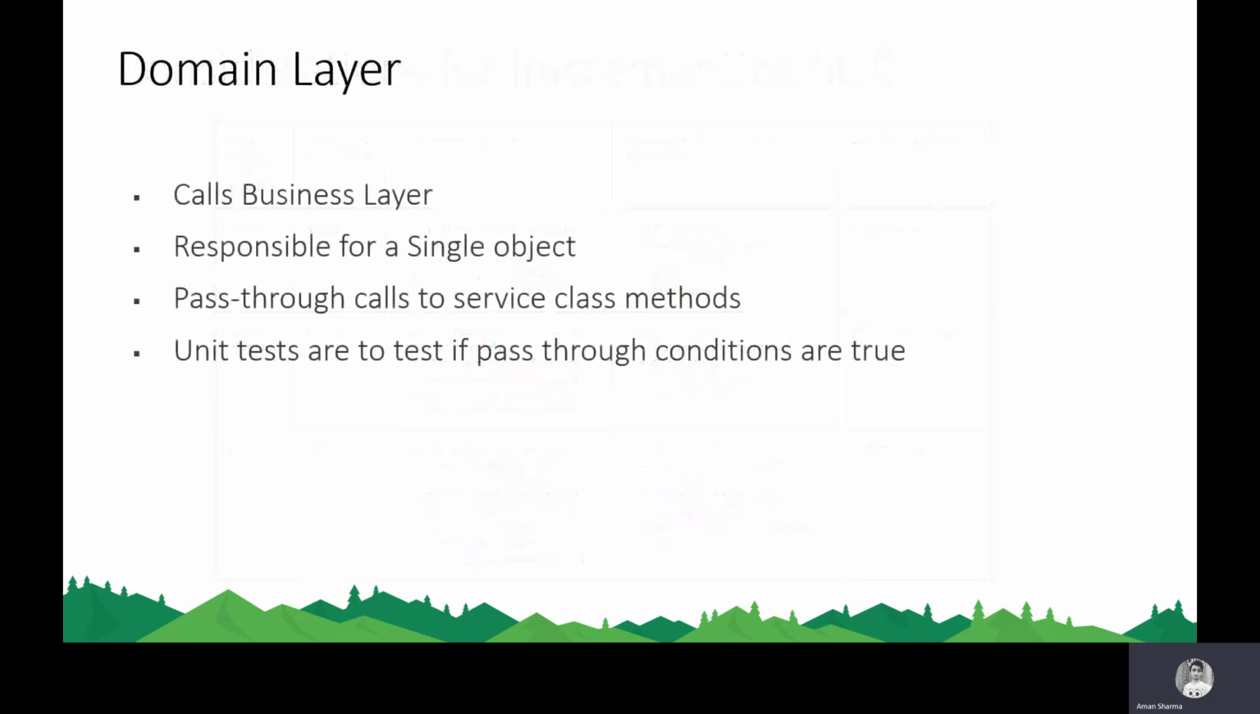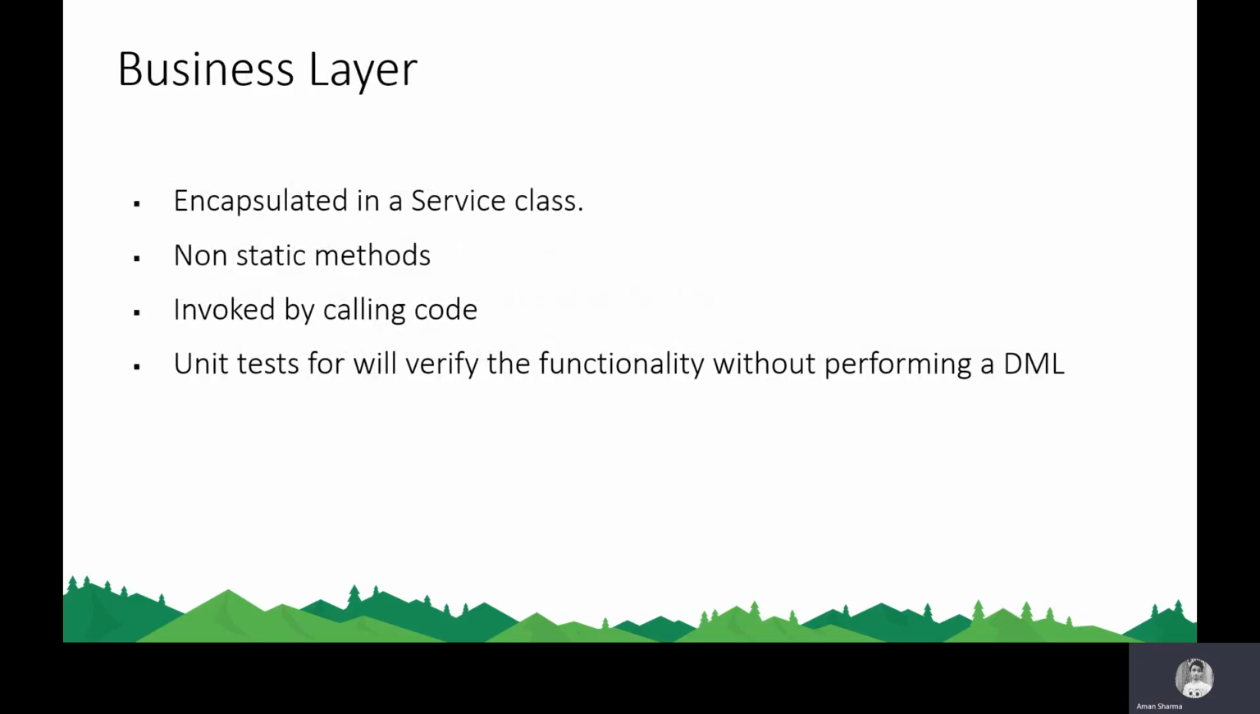So the layers involved in this are the domain layer, the service layer, the selectors, and the unit of work. In the domain layer, we can say it is the point of entry for the code. It can be a trigger where the point of entry of code will be, and it will call the service class where all the business logic will be written in the business layer. It is also called a service layer.